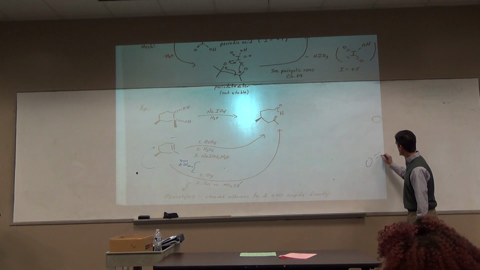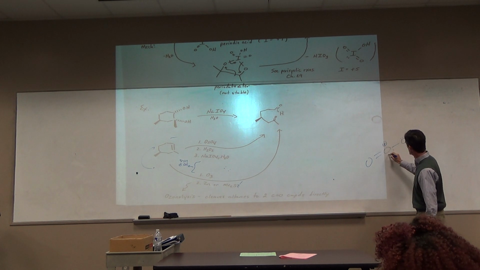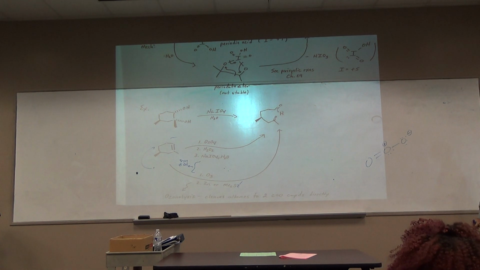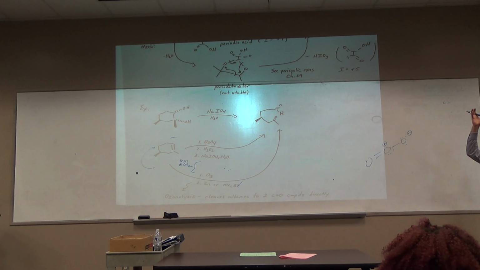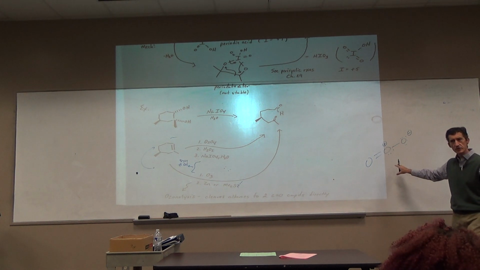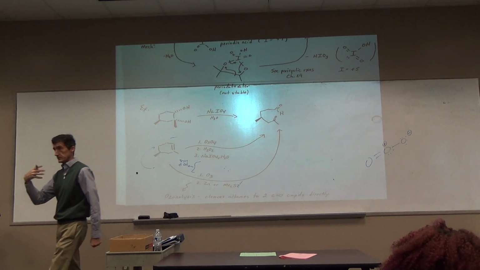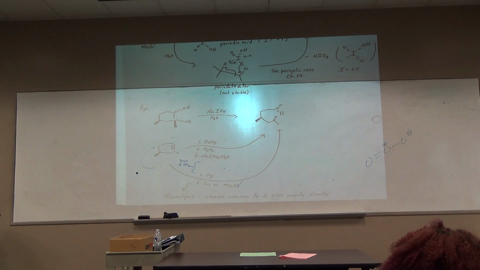Okay? Let's see. Lewis structure may be like this. That seems to be a reasonable structure for ozone, O3. Ozone exists in the atmosphere. It's a strong absorber of UV. So it protects us from getting so much UV. But the ozone layer can be depleted and we get more UV.